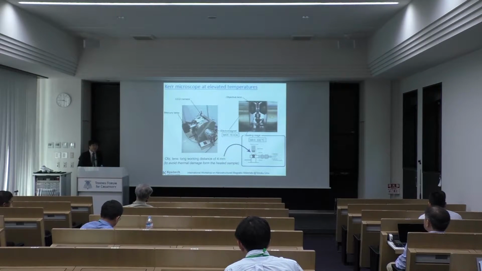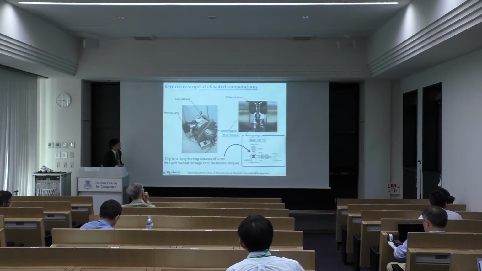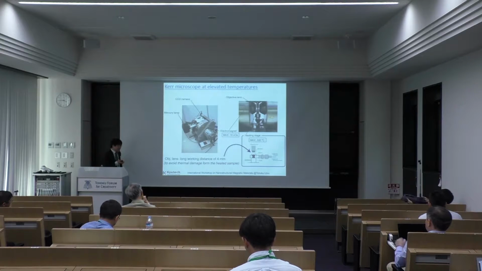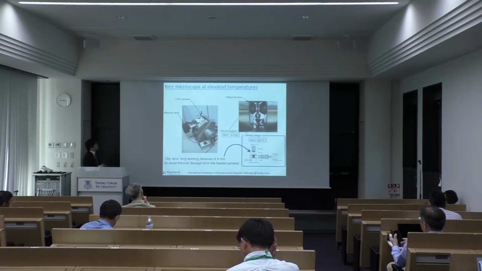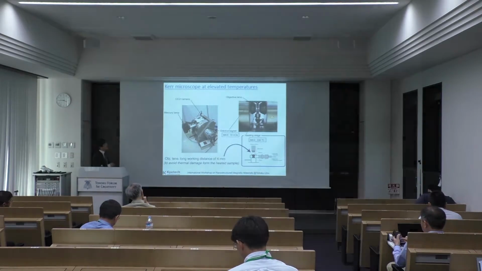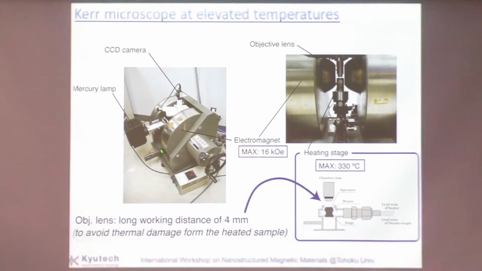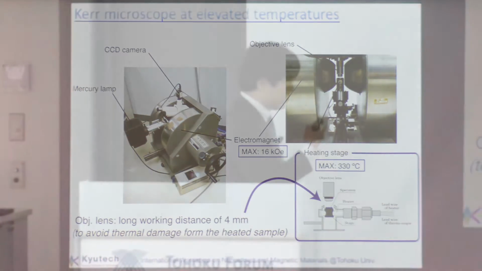Okay, next I will show you the domain observation at elevated temperature. This figure shows the domain observation system. The Kerr microscope was set inside the large electromagnet. In this case, we can apply up to 16 kilo-oersted. And this figure shows the temperature control stage, like this photograph. The temperature control stage can increase the temperature up to 330 degrees C.